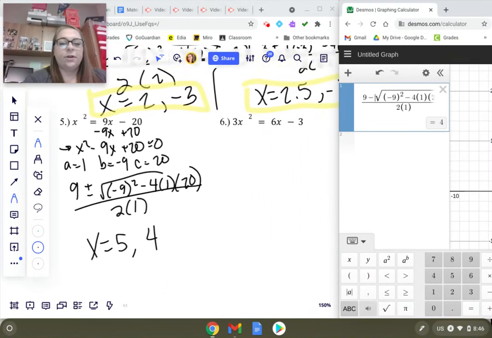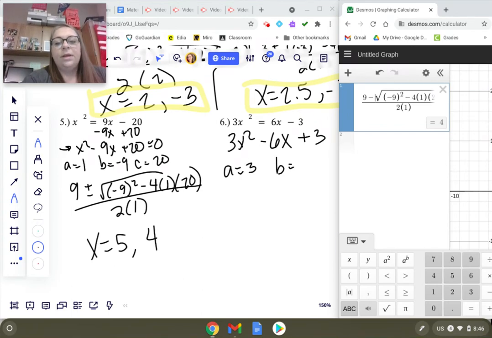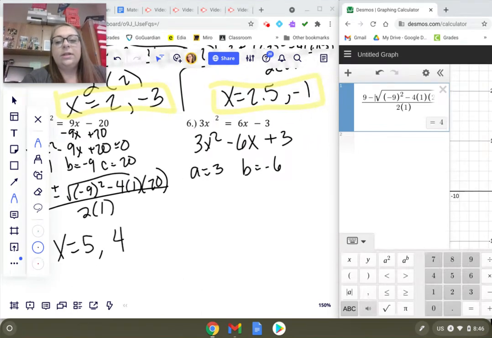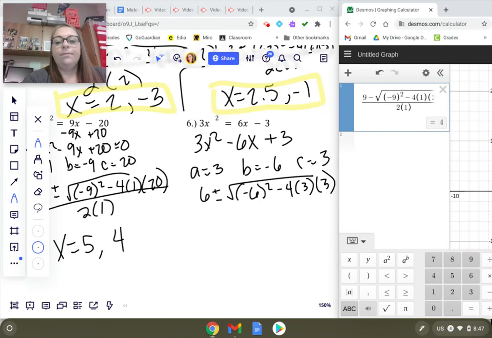All right, same thing for number 6. You've got to move stuff around first. We want that x squared to be positive. So we've got 3x squared. We would subtract over that 6x and add that 3. So a is 3, b is negative 6, and c is 3. So negative b would be a positive 6, plus or minus radical negative 6 squared minus 4 times 3 times 3, all over 2a, so 2 times 3.